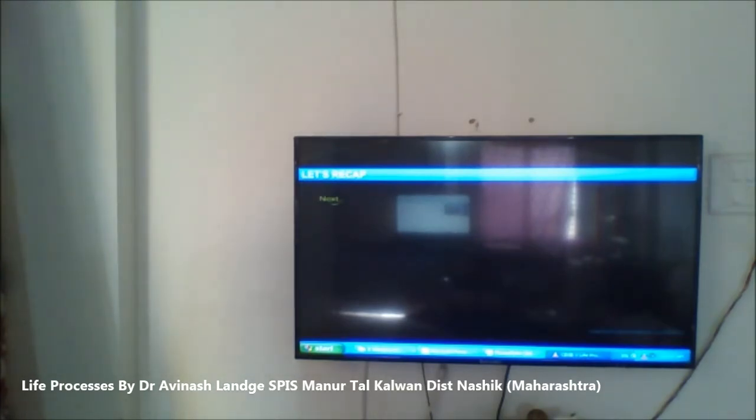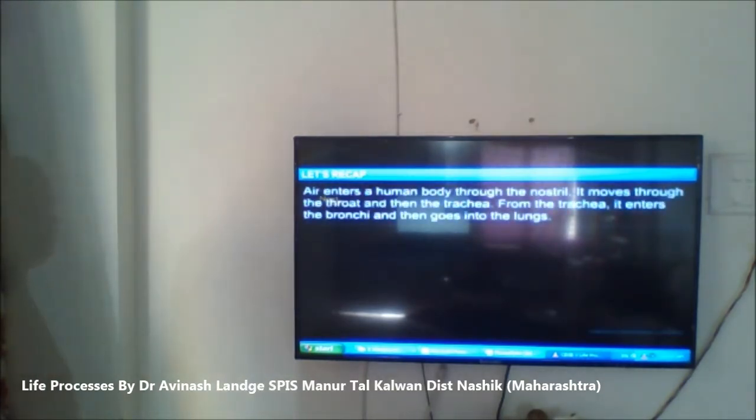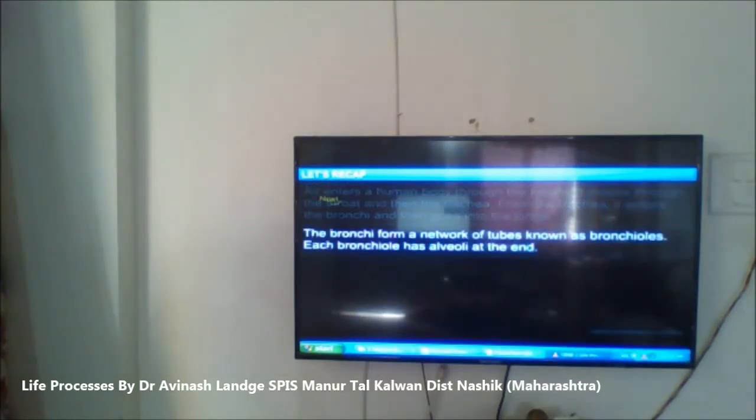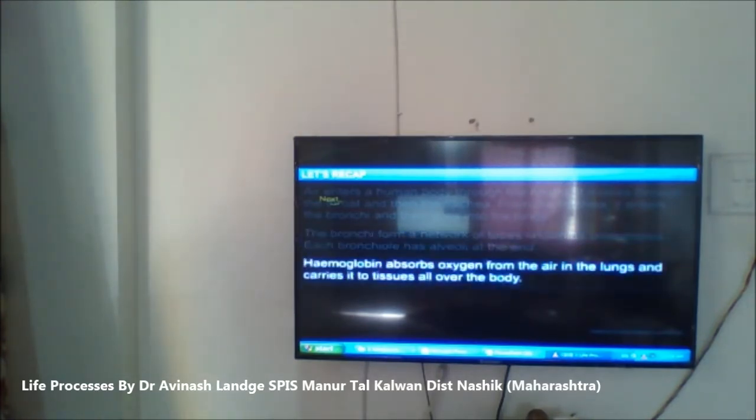In this module, you learned that air enters a human body through the nostril. It moves through the throat and then the trachea. From the trachea, it enters the bronchi and then goes into the lungs. The bronchi form a network of tubes known as bronchioles. Each bronchiole has alveoli at the end. Hemoglobin absorbs oxygen from the air in the lungs and carries it to tissues all over the body.